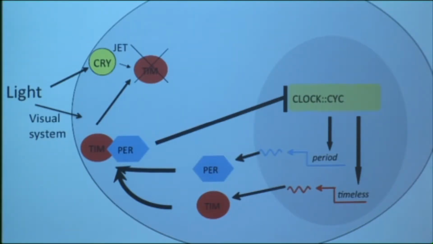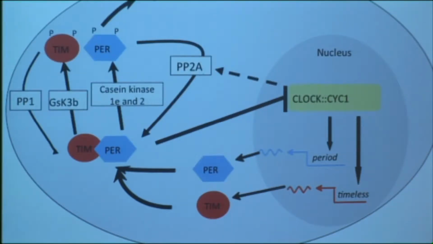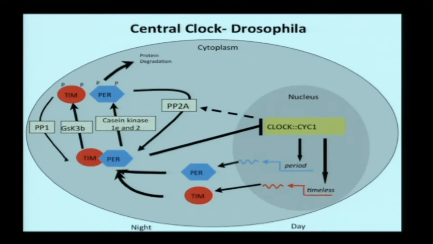Now, in order to maintain this loop and get a 24-hour period out of it, you have to have delays built into the cycle. Many of these come from post-translational modifications, phosphorylation being the most important one. So shown here are some of the kinases and phosphatases that regulate PER and TIM. The proteins are phosphorylated rhythmically, and it appears that the rhythmic phosphorylation really comes from rhythmic activity of phosphatases rather than kinases. Now, it turns out that these mechanisms and most of these molecules are very well conserved.